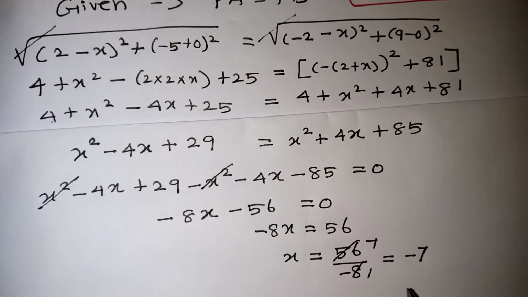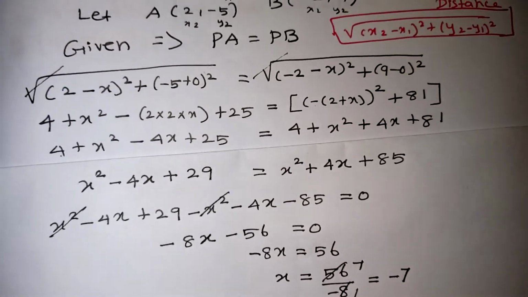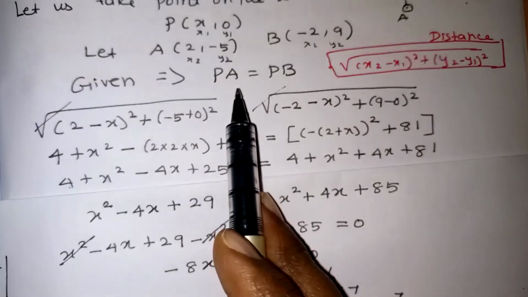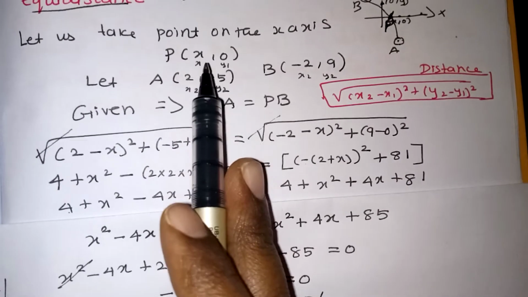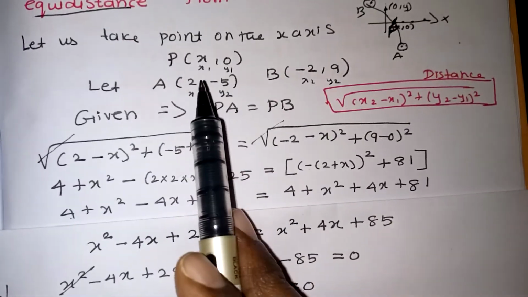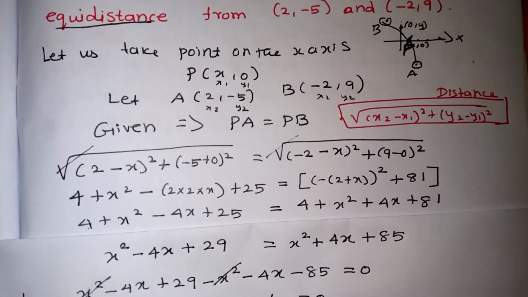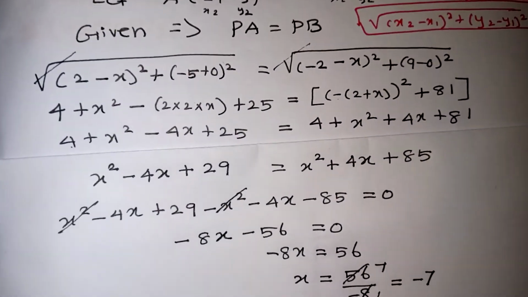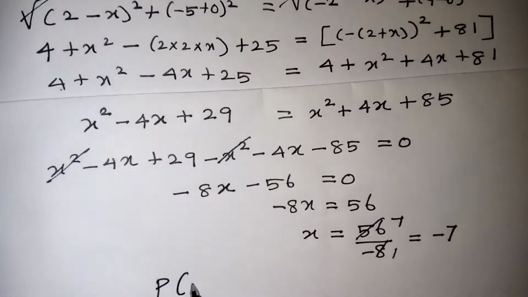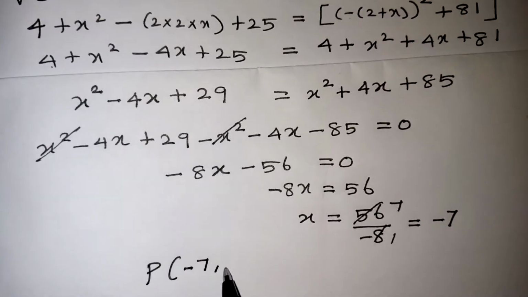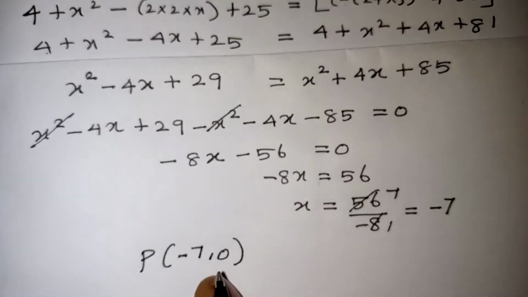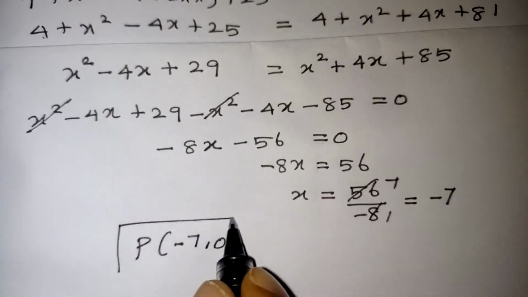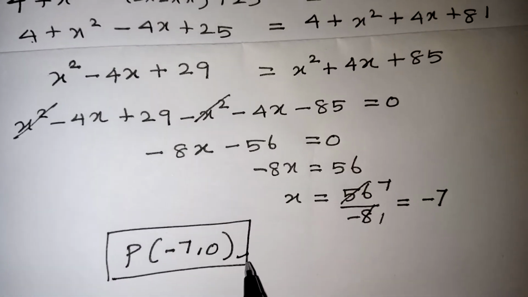Find the point on the x-axis, the question. So the point what we have assumed is x comma 0. This x value only we got, minus 7. So the point they are asking is, P is a point minus 7 comma 0. This point is equidistant from the given points. That is your correct answer.